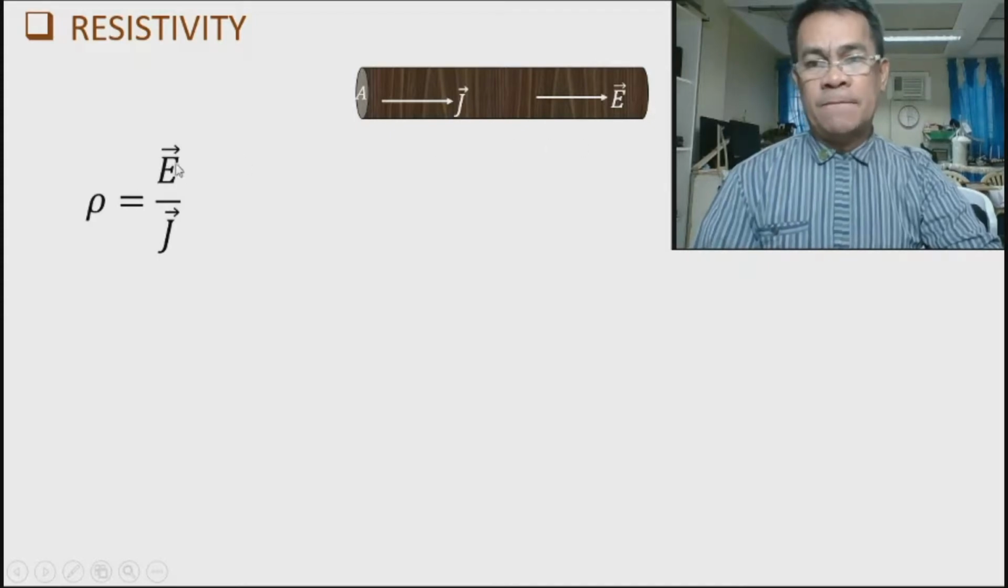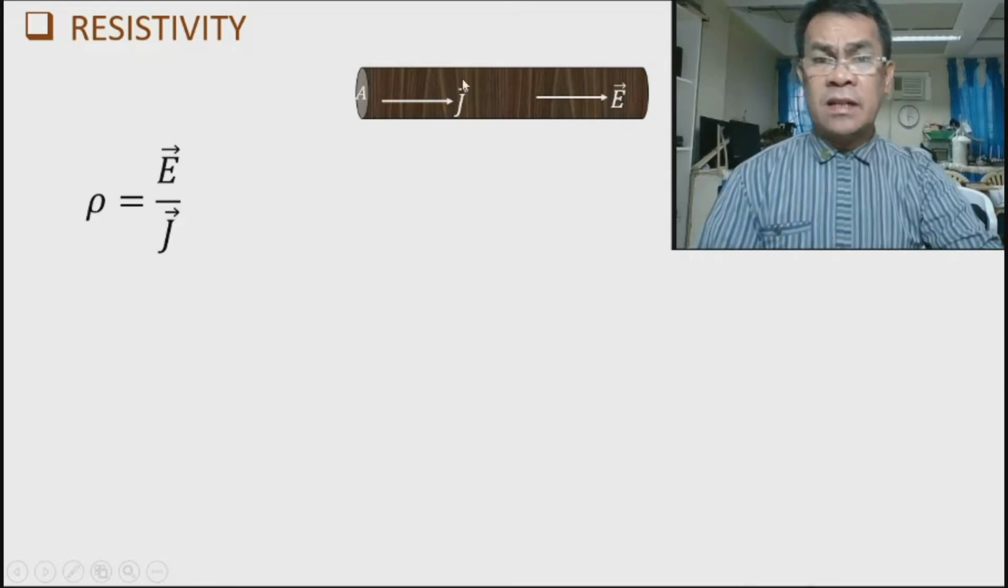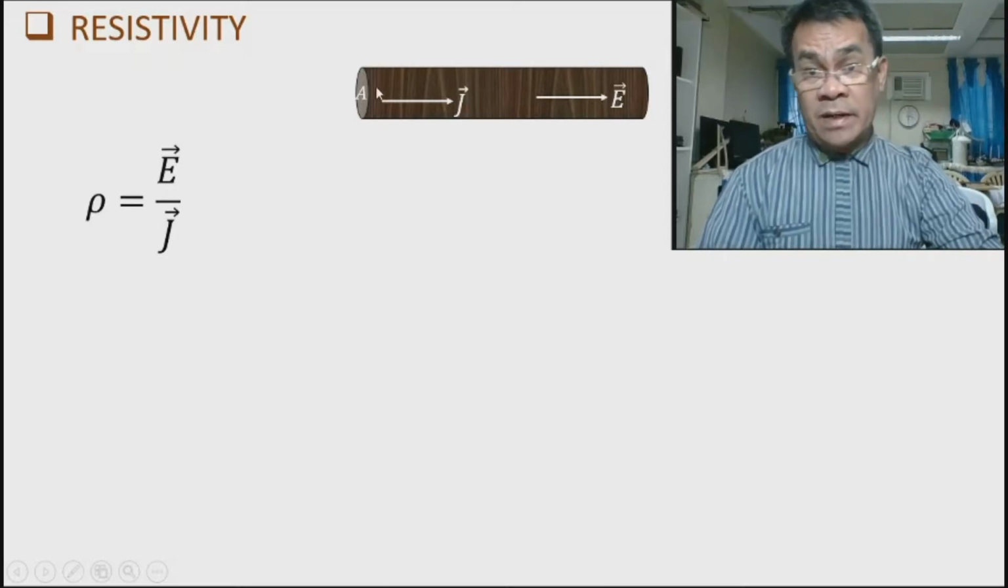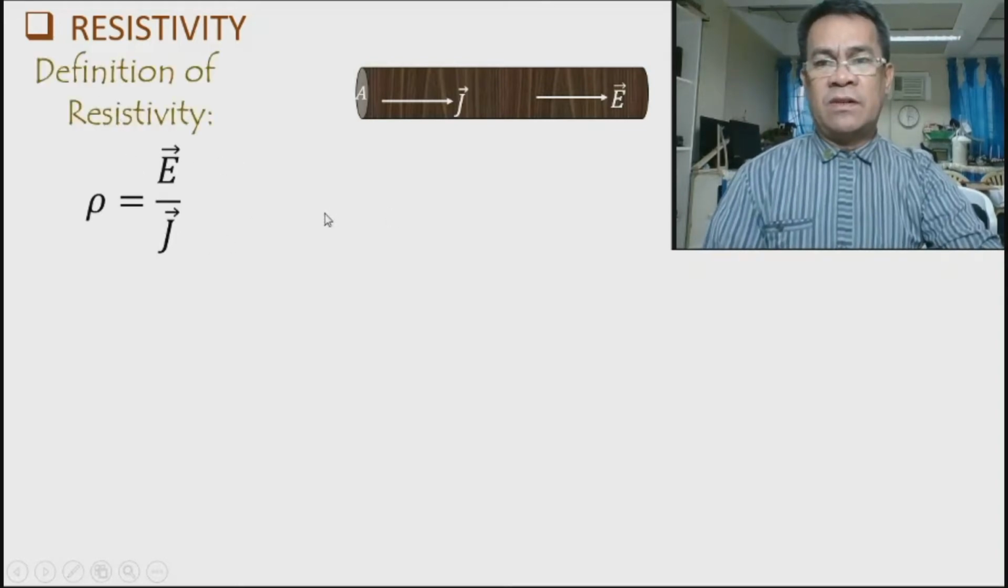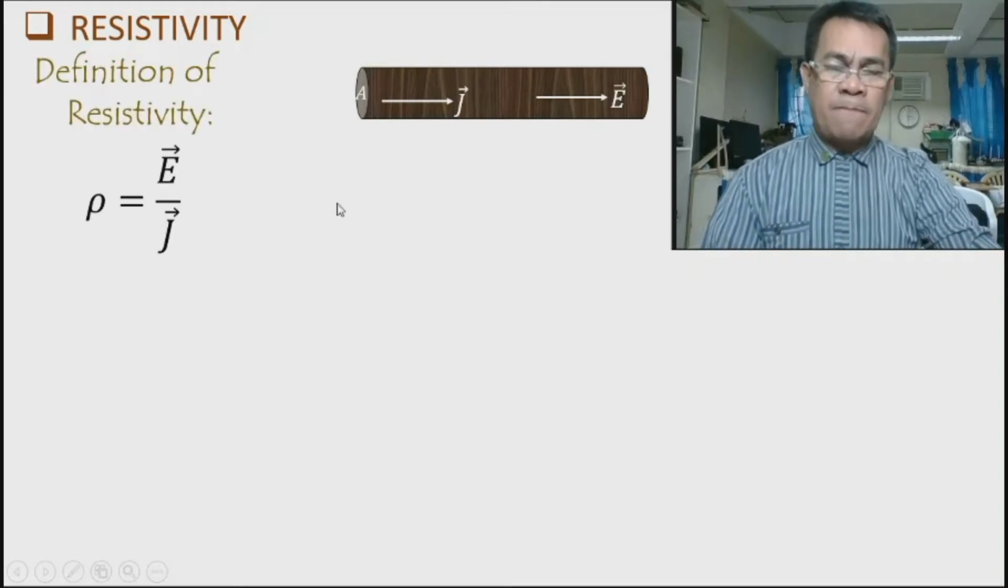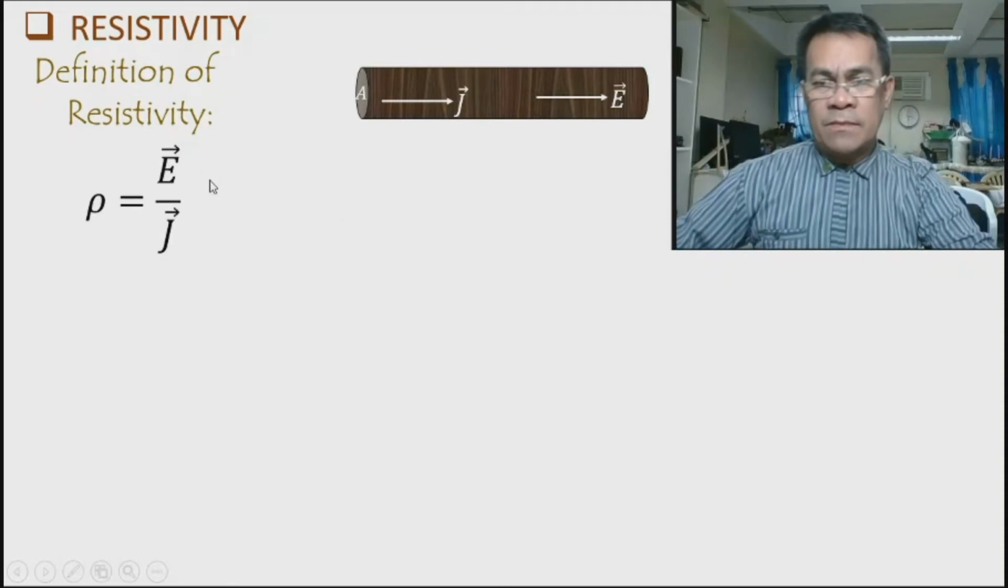So take the ratio of the electric field divided by the current density. Take note, what's current density? This is the current I divided by the area. So this is the definition of resistivity. Now, what's the unit? Take note that electric field is what? It should be volt per meter.